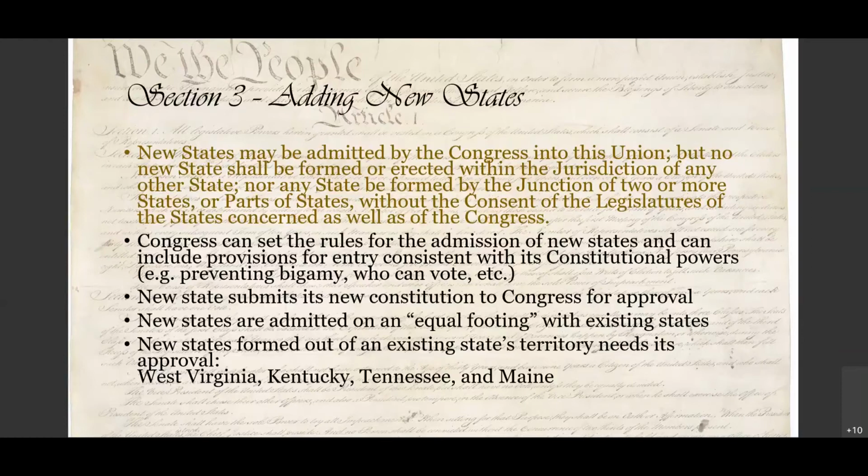So the original 13 states on the eastern seaboard don't have any special privileges just because they are the original states. All the new states that have been added afterwards are equal in all respects to the existing states. So new states have been formed out of existing states' territory. During the Civil War, West Virginia was carved out of Virginia, and also Kentucky, Tennessee, and Maine have been taken out of territory claimed by other states. Kentucky was claimed by Virginia, Tennessee was claimed by North Carolina, and Maine was actually part of Massachusetts. So states have been split and taken apart and made into new states. No state has been joined from two states, but we have had new states formed out of existing states.